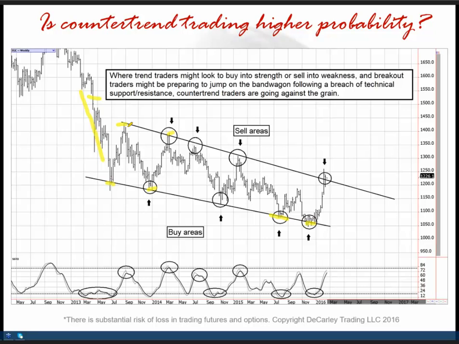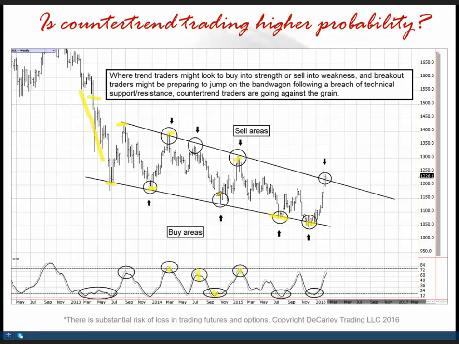Swing traders, on the other hand, are trying to do a completely different thing. Swing traders are trying to catch the turns. You'll notice in this example, the stochastics worked out pretty well. When stochastics gave a sell signal, the market sold. And generally, when it gave a buy signal, it moved higher.